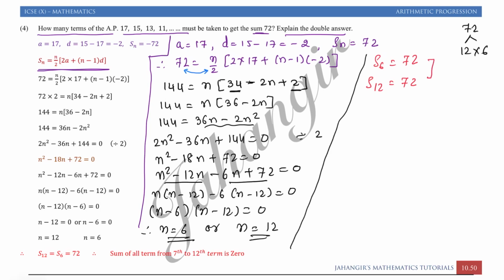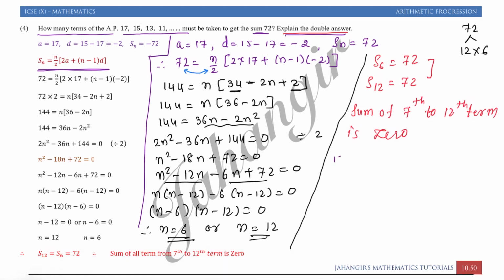What does it mean? The sum from the 7th term to the 12th term is 0. What is the explanation of that answer? If up to the 6th term the total is 72, then from the 7th term to the 12th term you will get the sum as 0. So if I give you one example over here.